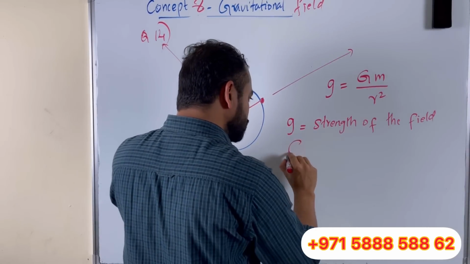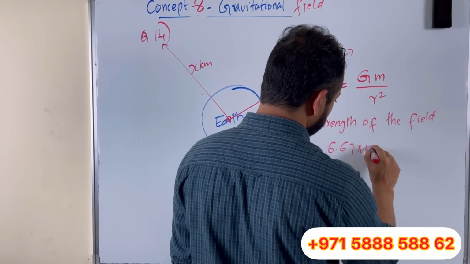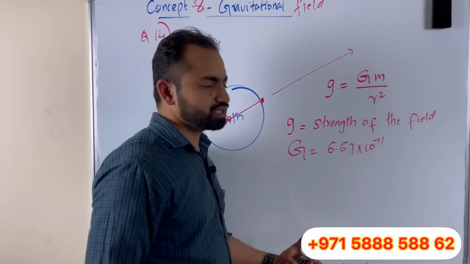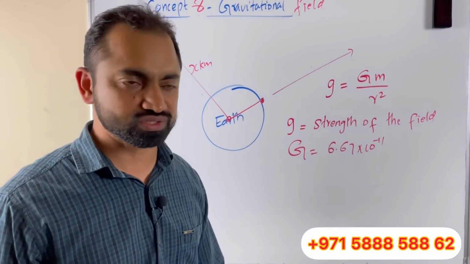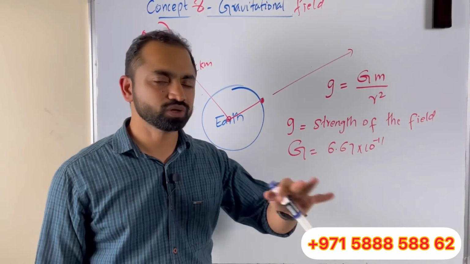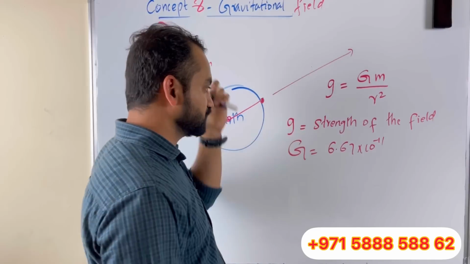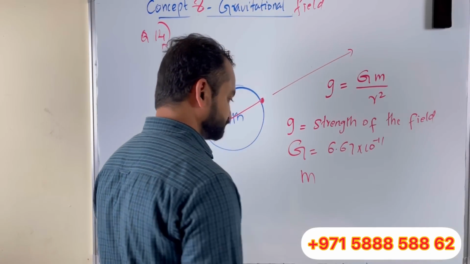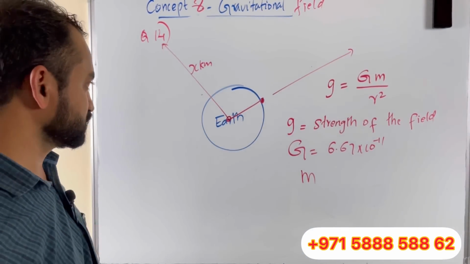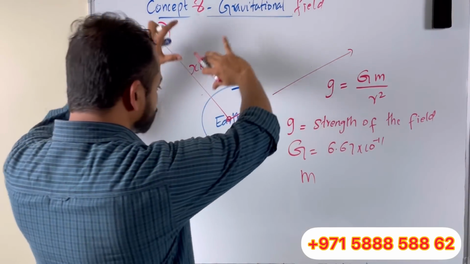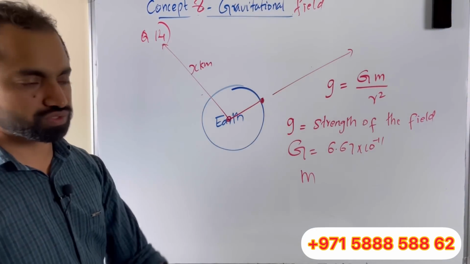And what is G? The value of G is 6.67 times 10 to the power negative 11. G is a universal gravitational constant, which means its value will always be 6.67 times 10 to the power negative 11. And what is this m? M is the mass of the object which is producing that gravitational field. Here Earth is producing the gravitational field, so in this example, m is the mass of the Earth.